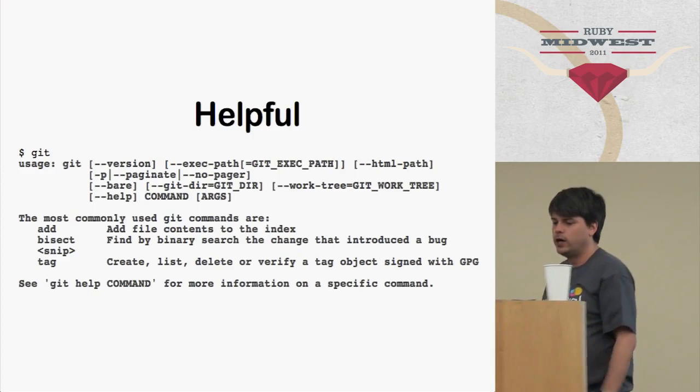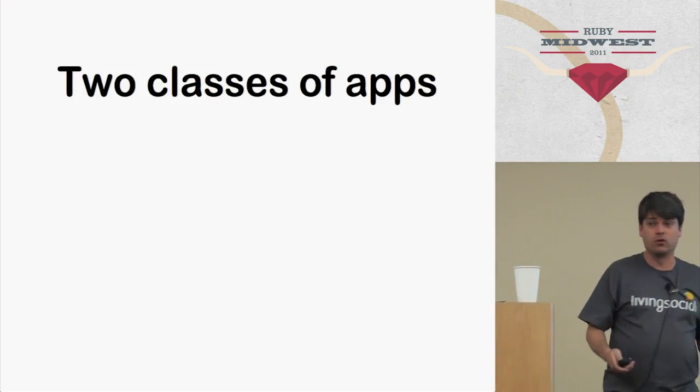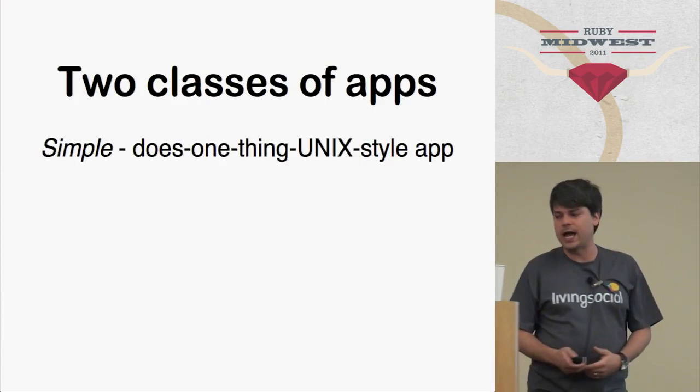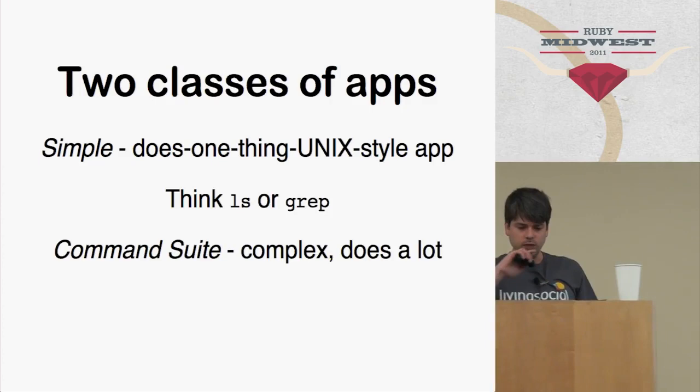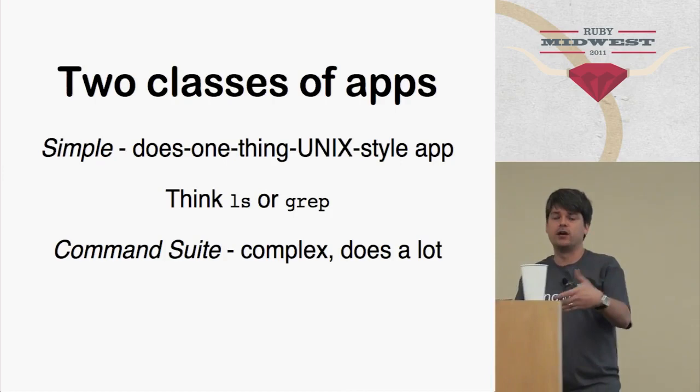So if you want your app to be helpful, it depends on what sort of app you're writing, right? If you're doing these Unixy, simple, one-thing-only apps, you're going to do it one way, which we'll see. And if you're doing something like ls or grep, or a command suite, which Git is, where there are all these different commands you have to give it to do stuff, so version, gem, they work the same way, we'll do it another way. So let's see those two ways.